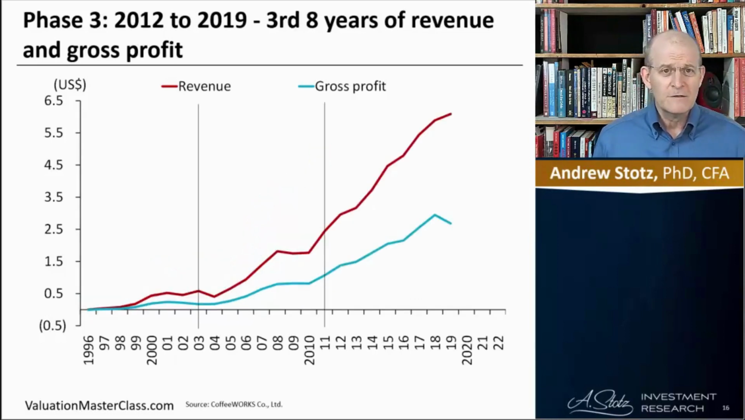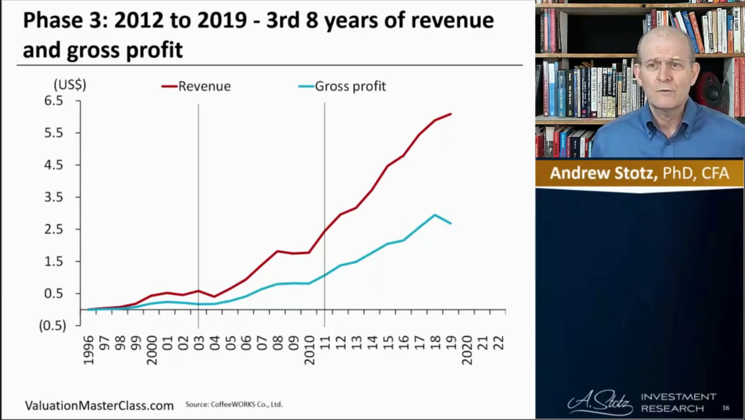Then we go to phase three, 2012 to 2019. That was just before the COVID crisis. That's the last full year before COVID. And I call that the third 8 years of revenue and gross profit. Revenue keeps going up, but you can see we had some issues in relation to gross profit at that time that we were working on.